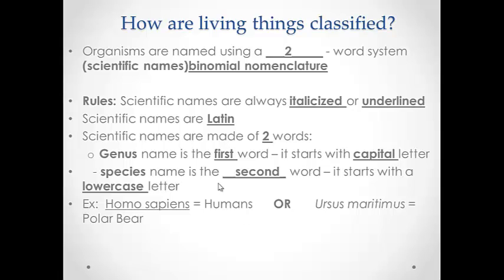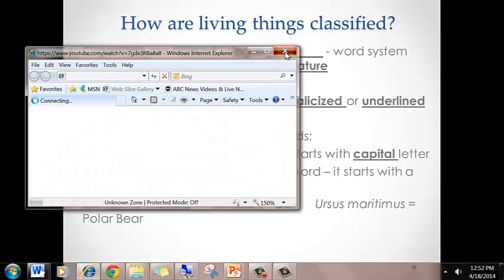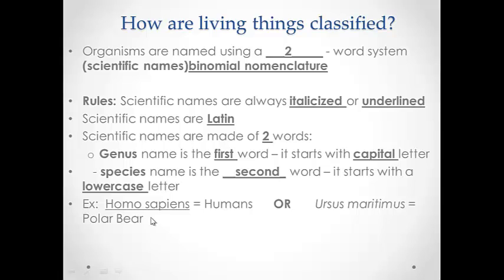Example down there, you have humans, that's our common name, humans, and our scientific name is Homo sapiens. Homo sapiens. That's the genus. That's the species name. So this right here is using the binomial nomenclature, which is our scientific name.